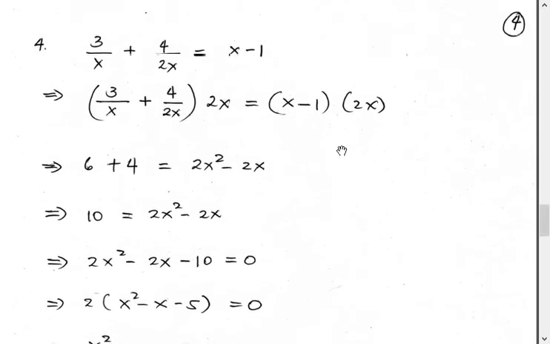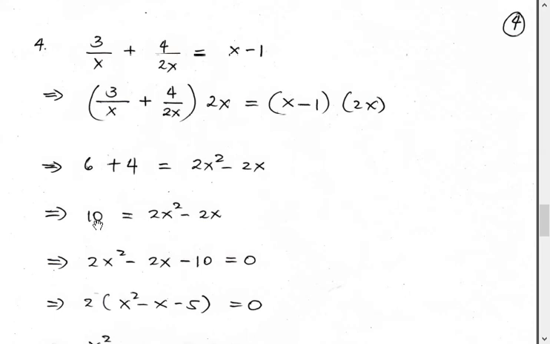We have LCD again. So we have x and 2x. So we have to multiply both sides by 2x. Multiplying both sides by 2x, 2x times 3 over x, that becomes 6. And 4 over x times 2x, that becomes 4. So we have 10. On the other side, we have 2x squared minus 2x.